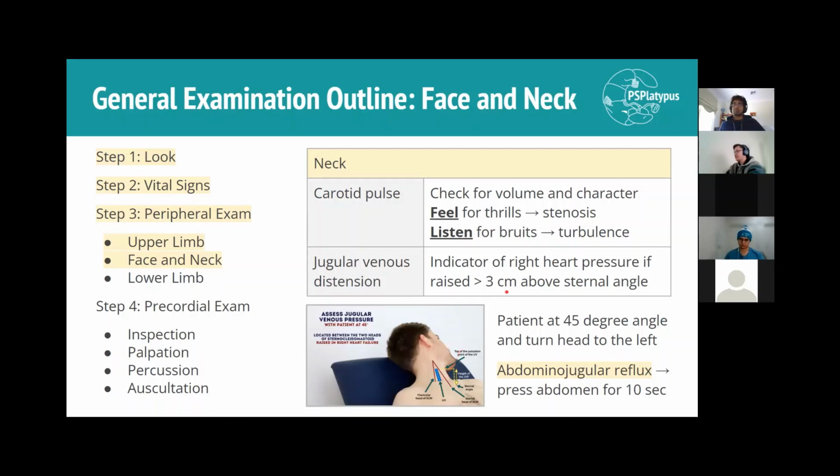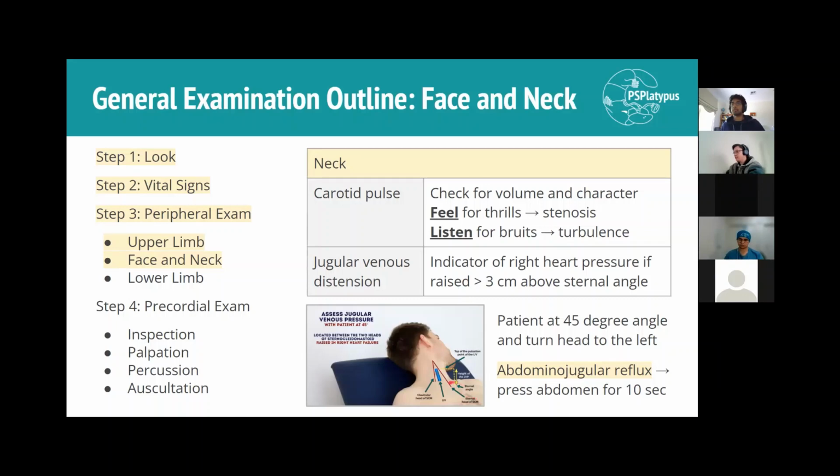Normally, it's going to be 3 centimeters above the sternal angle, yet another use of that sternal angle that we talked about in our previous lecture on the thorax. If it's more than 3 centimeters, then that's positive for distension. Now, how do you actually measure this? You get the patient to lie down like this at a 45-degree angle, and that's just the prescribed angle so you can see it better and you can measure the height.